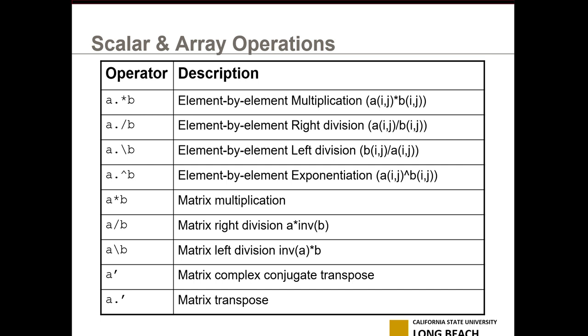Now this is a good table for you all to take a look at. We've talked a little bit about when you need to add that period in there. Well, this is a description of what all of these things mean. So if you see a period, it essentially means element by element. So A period asterisk B. This is element by element multiplication. Same with the division sign, right and left division, or exponentiation with the caret. If you don't have that period, it's going to use normal matrix multiplication or matrix right or left division.